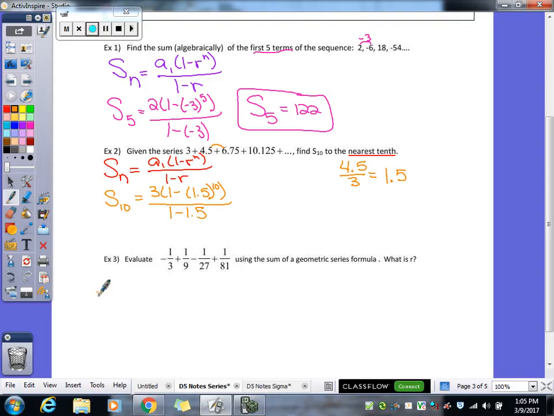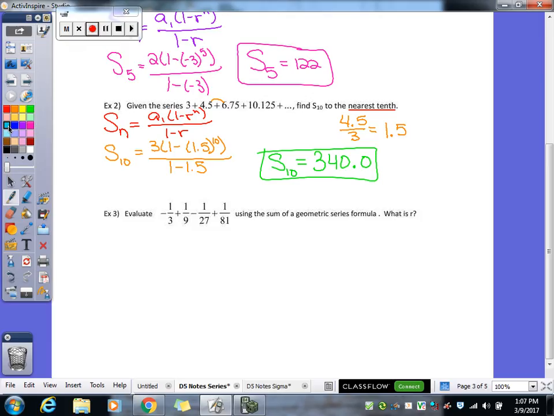If you haven't already done so, let's have you type that into your calculator. And again, we're going to be rounding our decimal to the nearest tenth. All right. Next one.